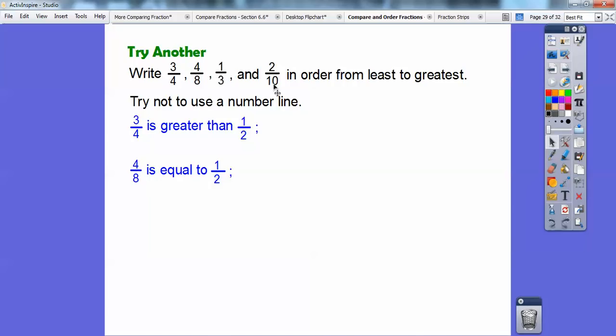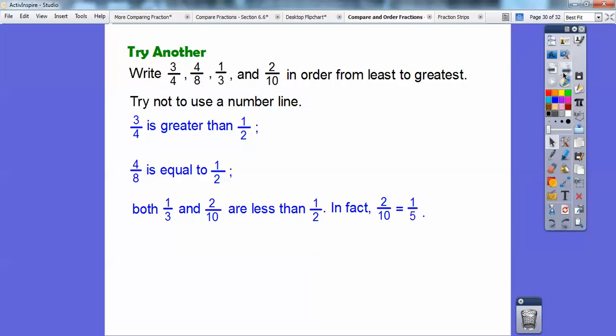1/3 is less than a half, and so is 2/10. 2/10 is less than a half also. In fact, 2/10 reduces to 1/5. So now all I've got to see, since I know that 2/10 and 1/3 are less than a half, I know that this number is bigger than this number, and I know that these two numbers are bigger than both of these. All right, so what's bigger, a third or a fifth?